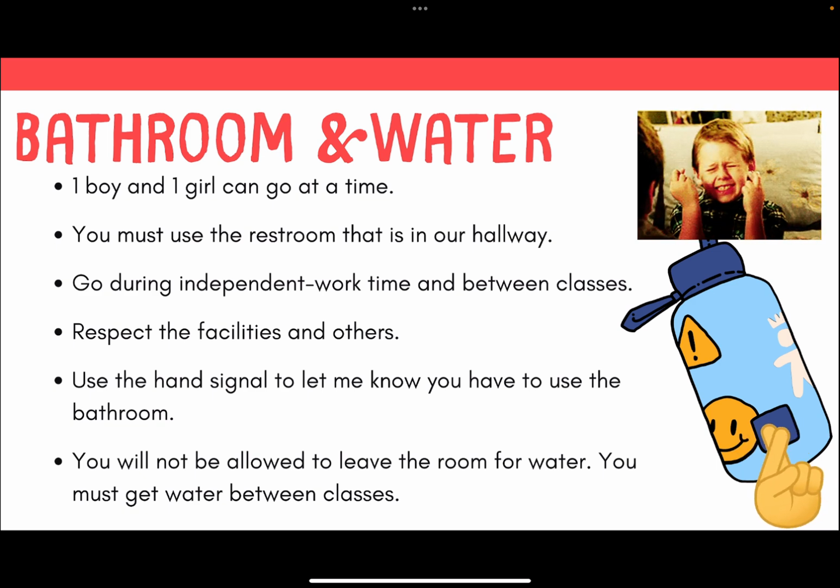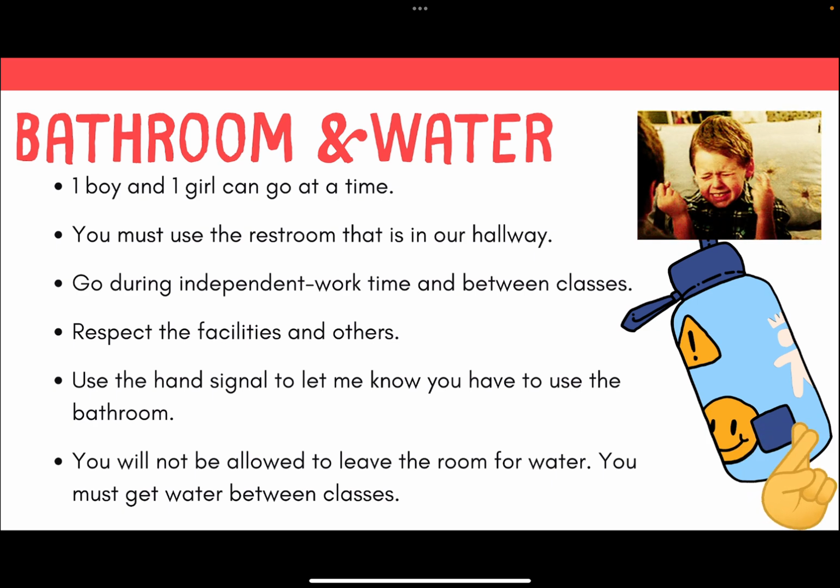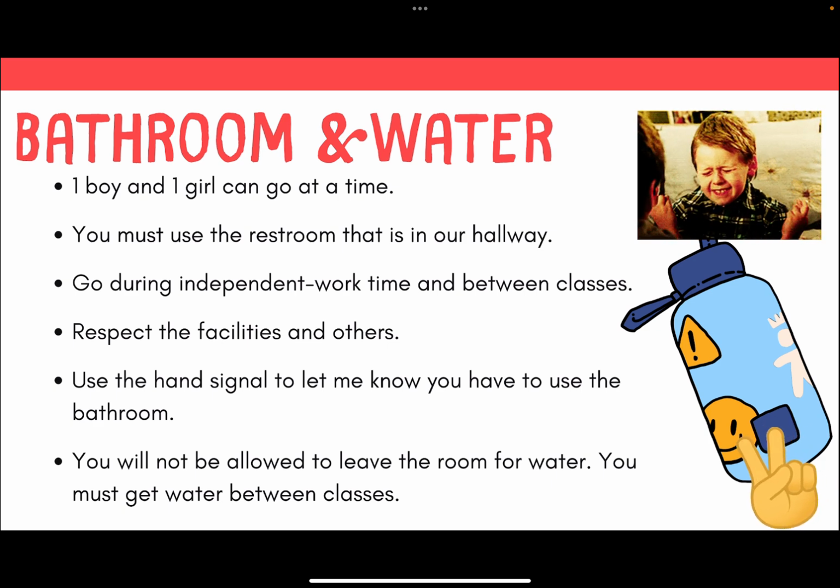Respect the facilities and others. So please do not write on the wall, stick boogers on the wall, or put gum on anything. Use the hand signal to let me know you have to use the bathroom. It drives me crazy whenever a student raises their hand and I think they have a really good question to ask, and it's to use the bathroom. It makes me mad. So please use our hand symbol. It's our two fingers crossed together. I don't know what we cross our fingers for. Not to jinx ourselves, I think that's what it's for. Like, cross your fingers.